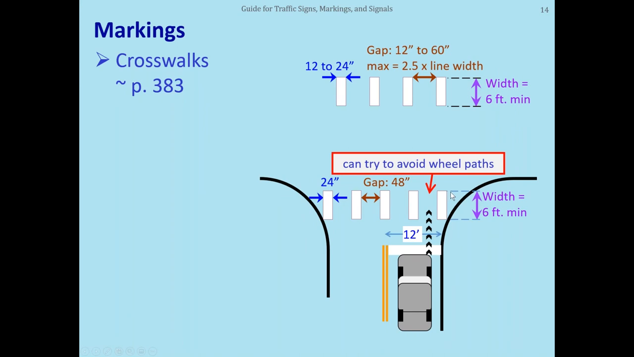One of the recommendations that has appeared in recent years is, when you're placing this style of crosswalk, to put these bars in such a location, if you can, where you avoid the tire paths of the heavier vehicles especially.